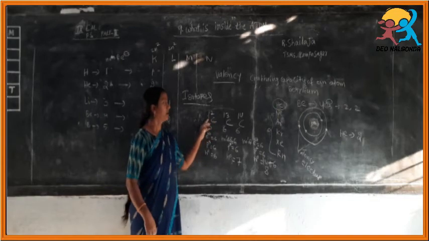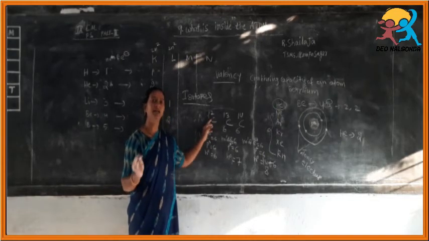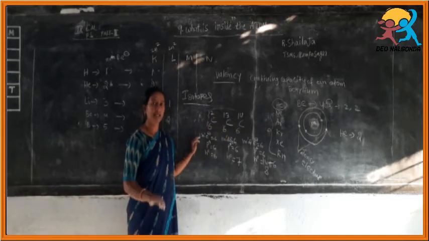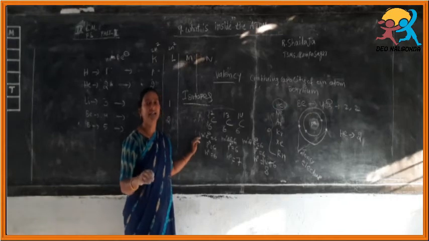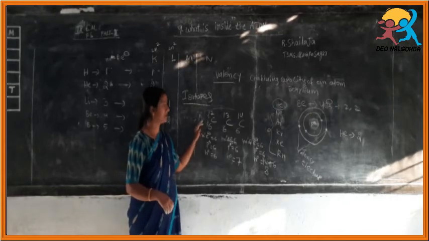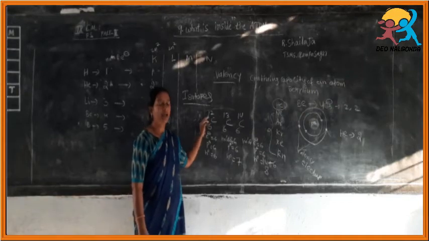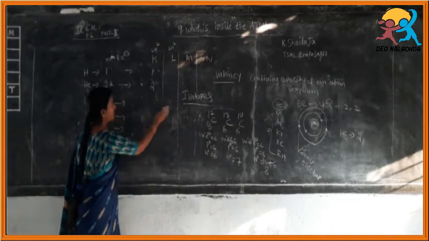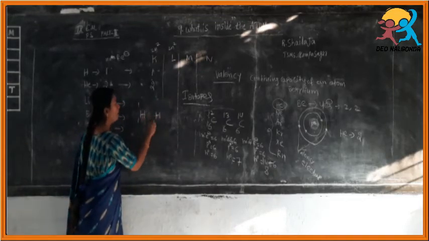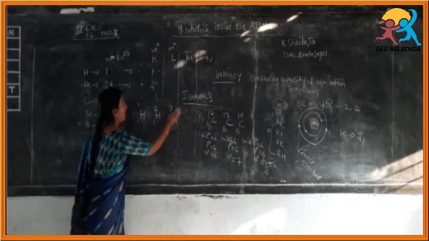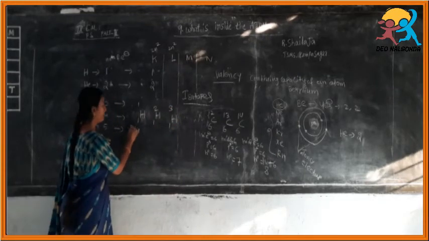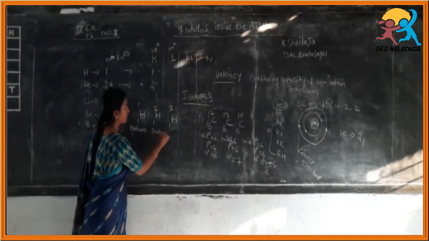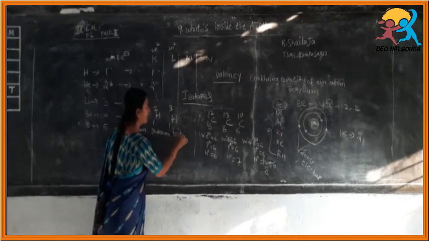In nature, certain atoms are available with different atomic masses. These substances are called isotopes: the same atom, but with a different atomic mass. Hydrogen also has isotopes: 1H1, 1H2, 1H3. 1H1 is protium, 1H2 is deuterium, and 1H3 is tritium.